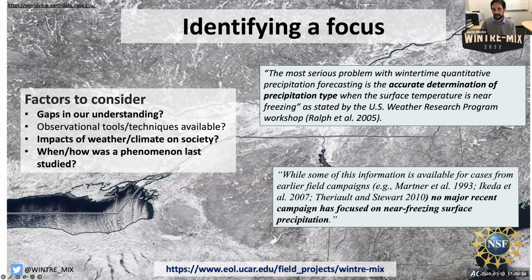So one thing was we tried to identify gaps in understanding. We used this quote from a research report saying that the most serious problem with wintertime quantitative precipitation forecasting is the accurate determination of precipitation type. So that's a statement kind of saying that there's a problem there that we can potentially address. Also, you want to think, like you said, of when was the phenomenon last studied? Well, we made this case that no major recent campaign has focused on near freezing surface precipitation, kind of making this case that the time was ripe for us to do the observations that we wanted to do.